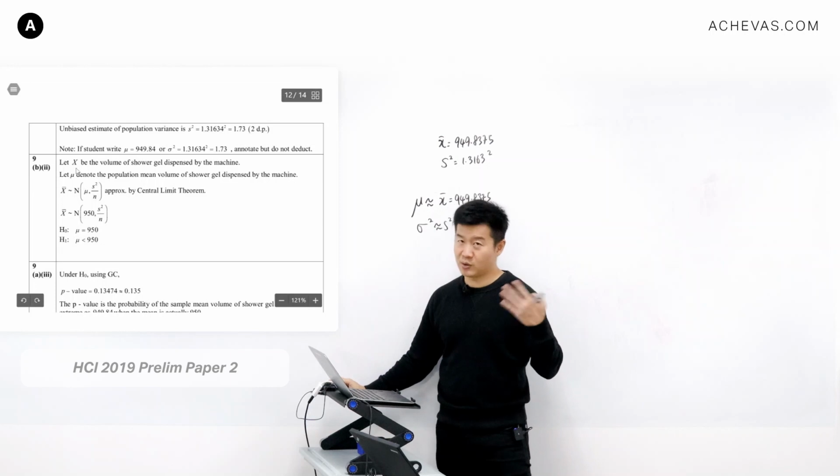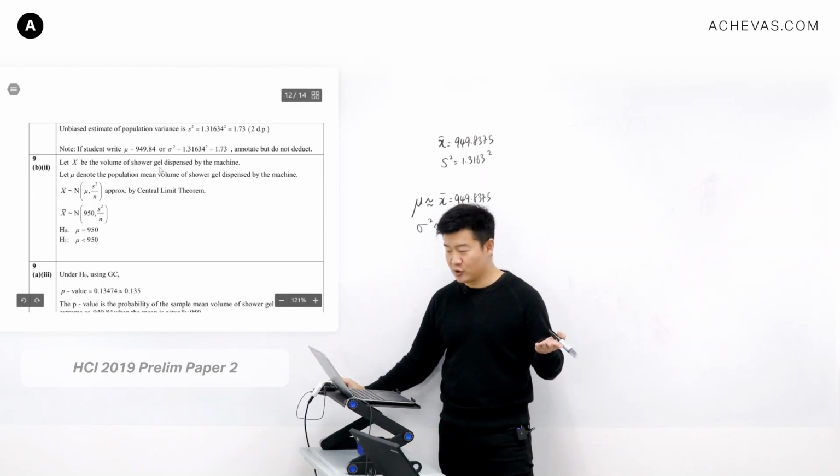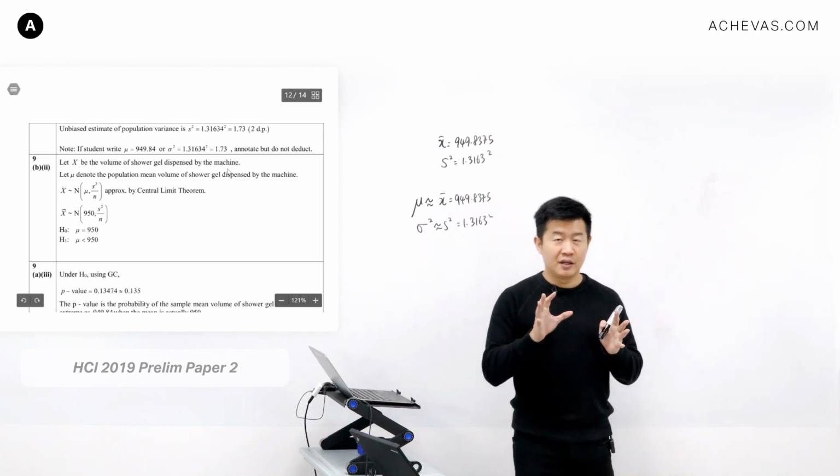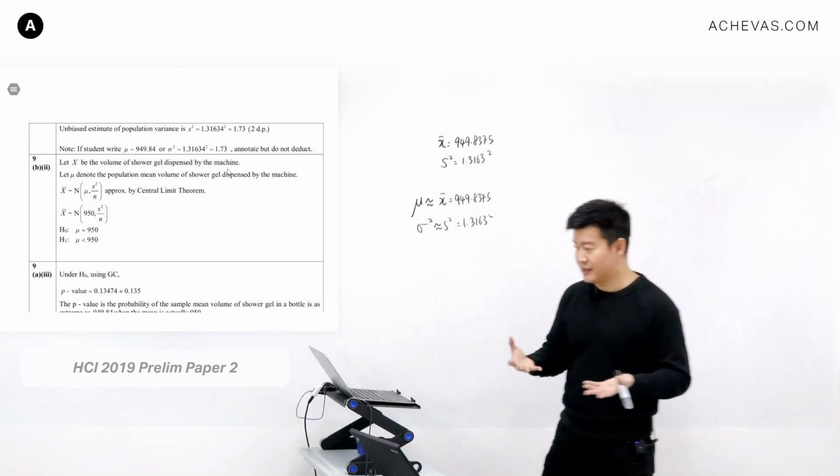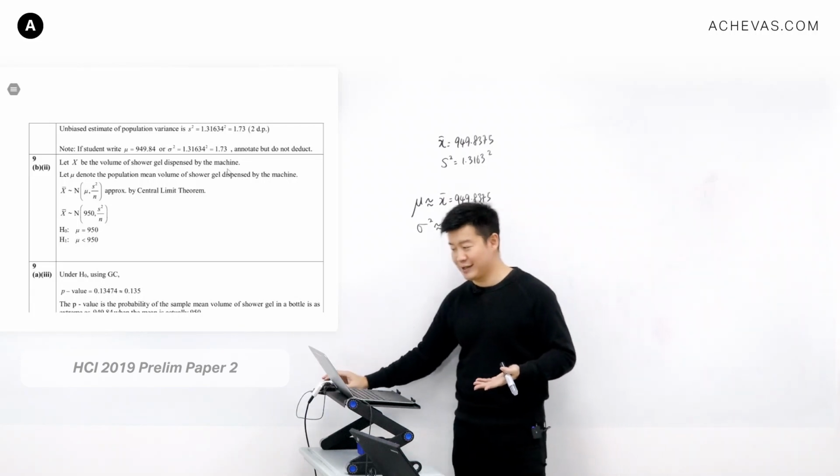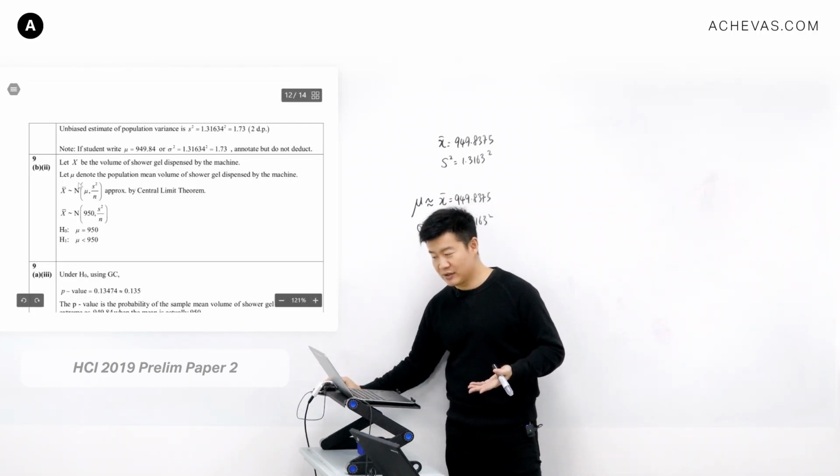So in here, the question didn't talk about X. So X is the volume of the shower gel that is dispensed by the machine. So I thought it was just this. Then after that, I realized even students who define this, they also get 1 mark minus off. Then I realized it was this. They want students to define this mu.